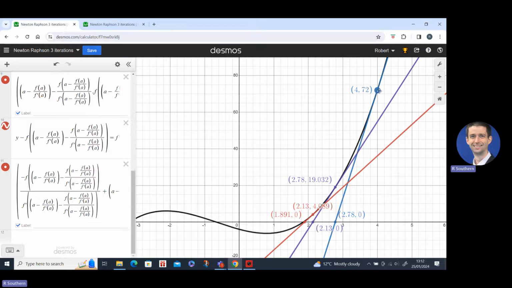It's starting at a point on the curve, drawing a tangent, finding where that tangent intersects the x-axis, drawing a new tangent to the curve at that x-coordinate, new tangent, new x point, and we do it as many times as required. It will not be more than 3 iterations that you have to do for your A-level pure exam.